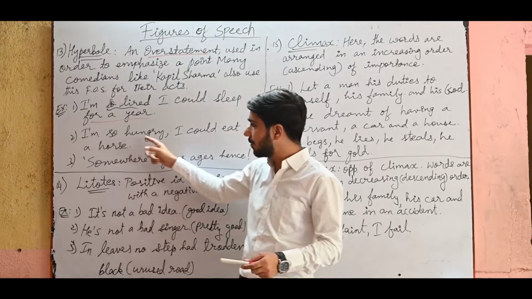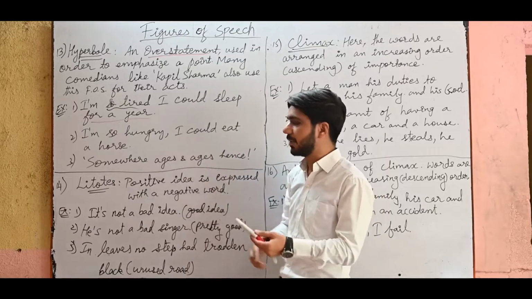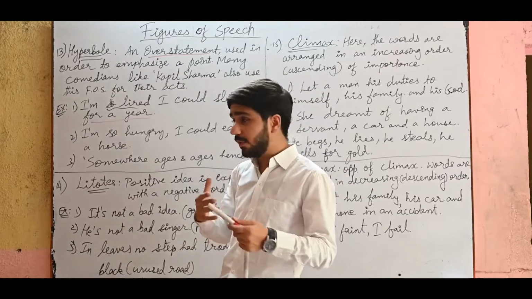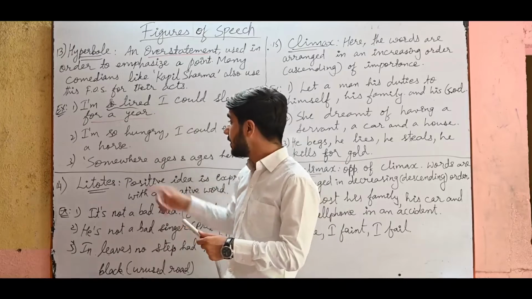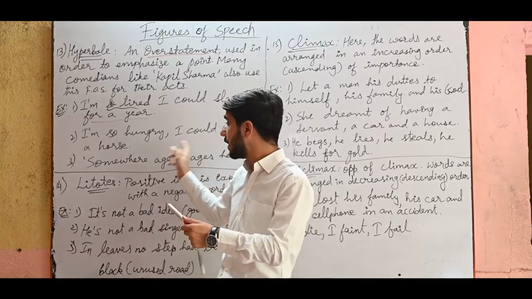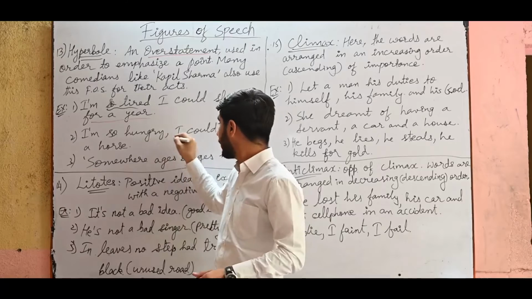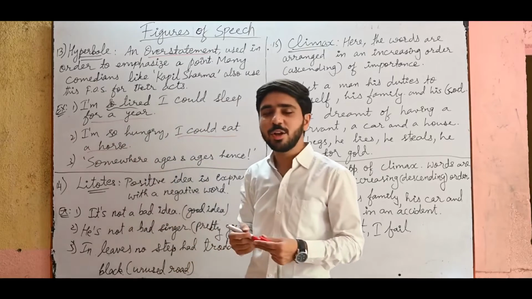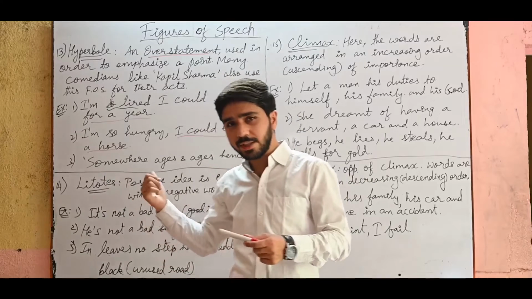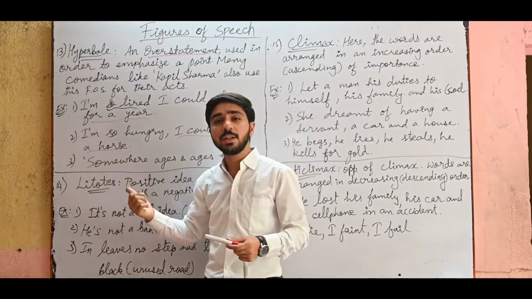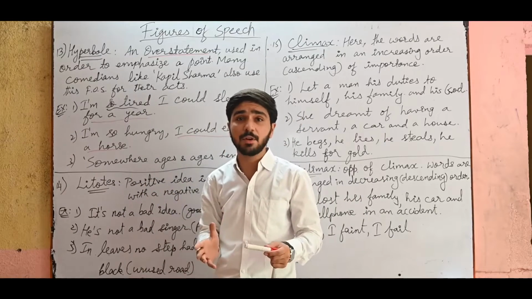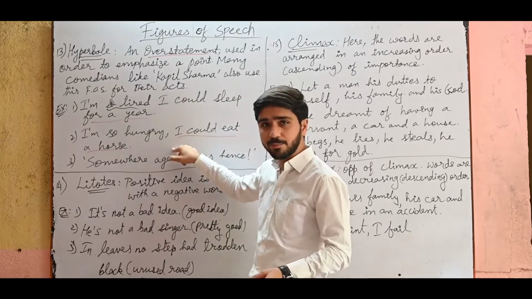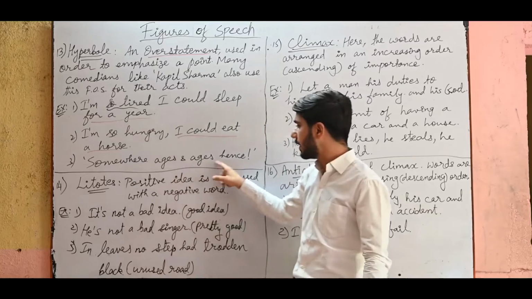Next, I am so hungry, I could eat a horse. Now we know that sometimes we feel hungry and we cannot wait. You are starving and you say this. You are hungry for a long time and you say that I could eat a horse. So actually, you don't have to eat a horse. But when you use this sentence, you mean to say that you are very hungry, that you cannot wait even for a minute for the food to come to you. That is hyperbole.